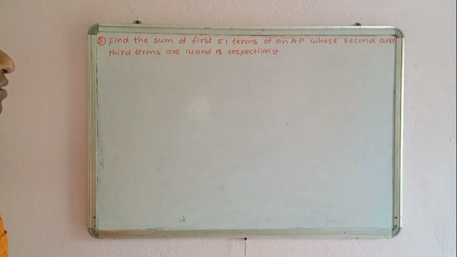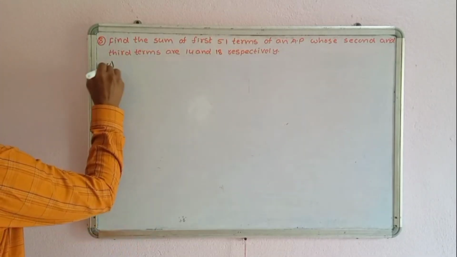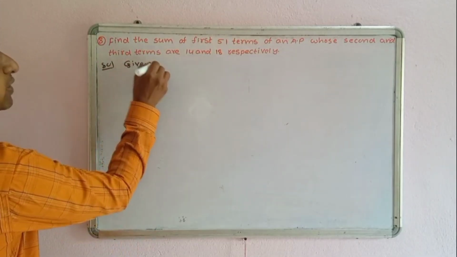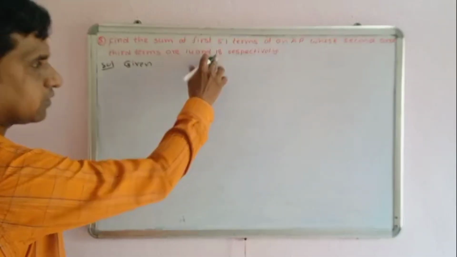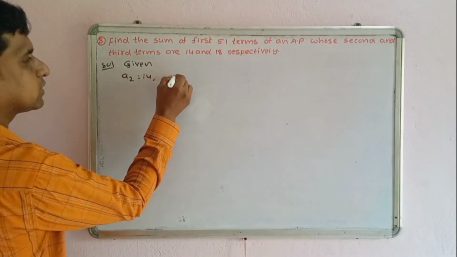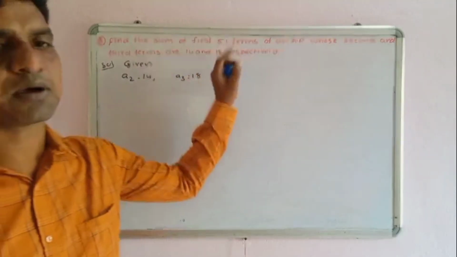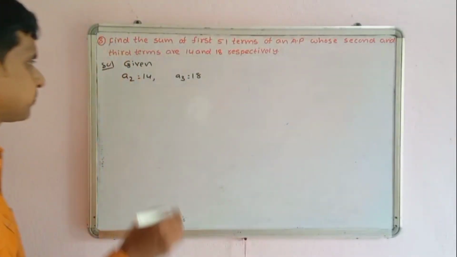Find the sum of first 51 terms of an AP whose second and third terms are 14 and 18 respectively. See here, what is given? Second and third terms are given. So second term given, A2 is given, that is 14. Next A3 is given, that is 18. Now we will find the sum of first 51 terms.